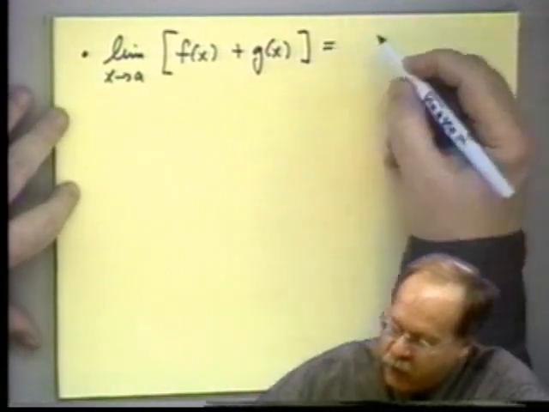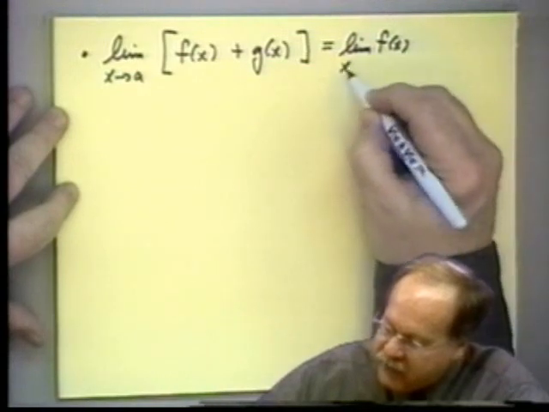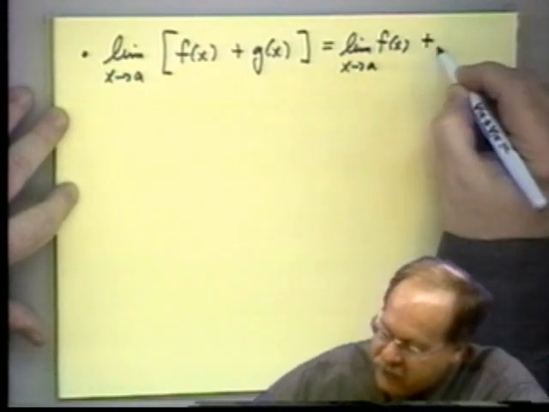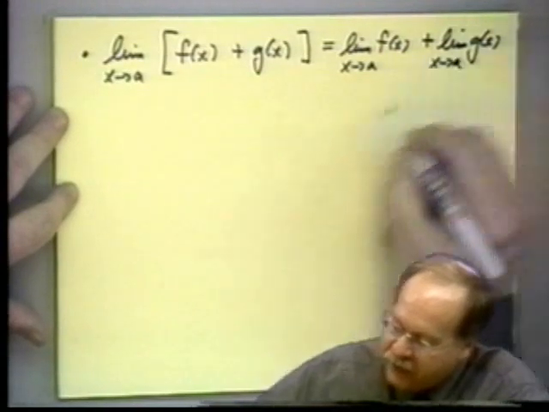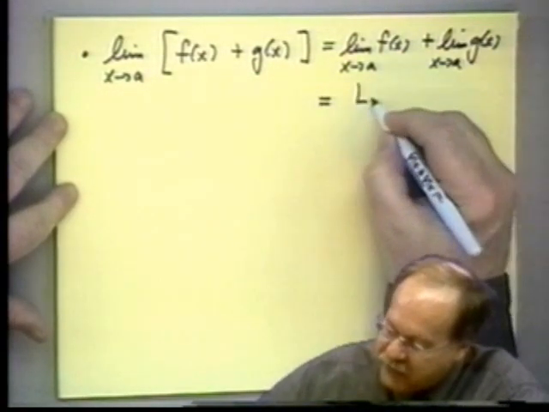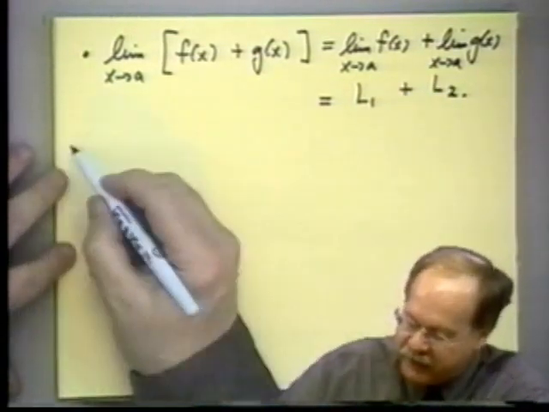Well, it turns out to work exactly the way you would hope it would work. This is the limit of f of x as x approaches a plus the limit of g of x as x approaches a. Now, since we call the limit of f of x L1 and the limit of g of x L2, we can write that as L1 plus L2.